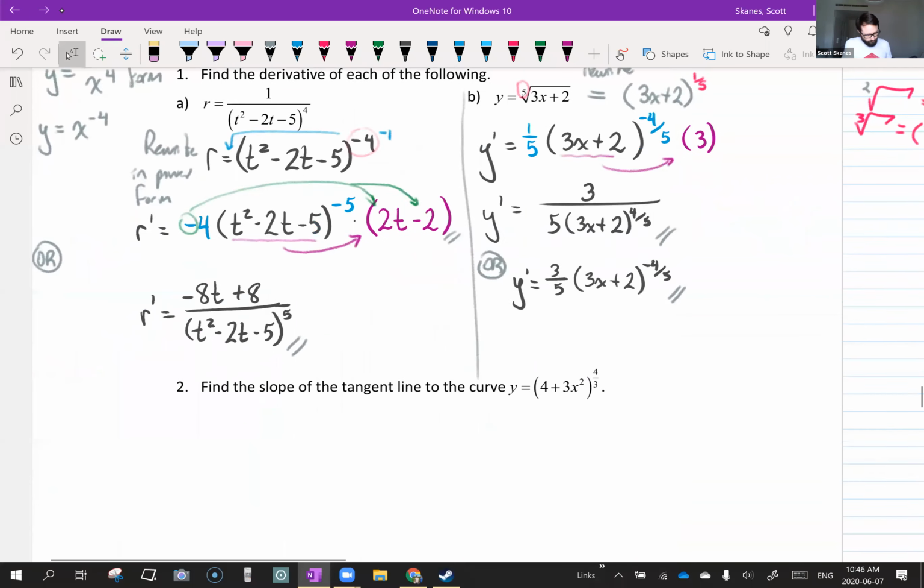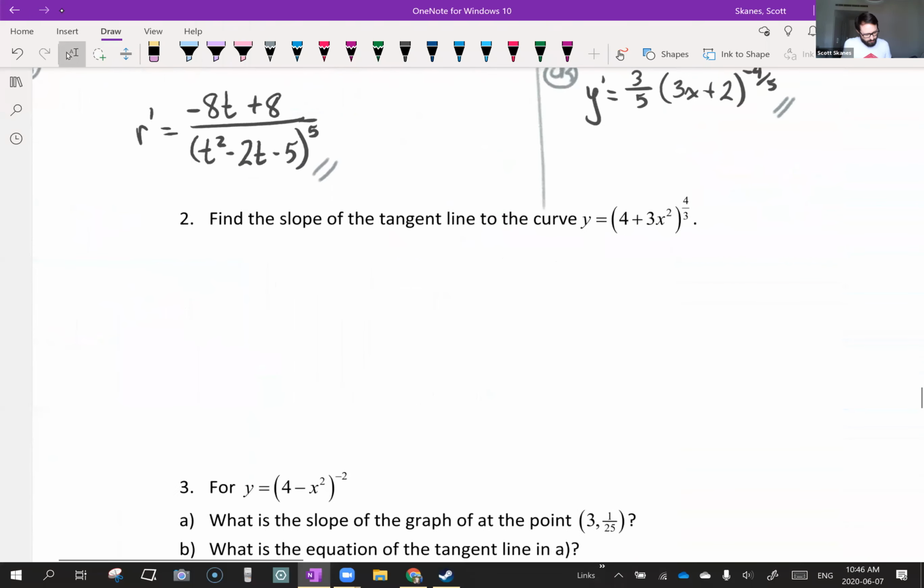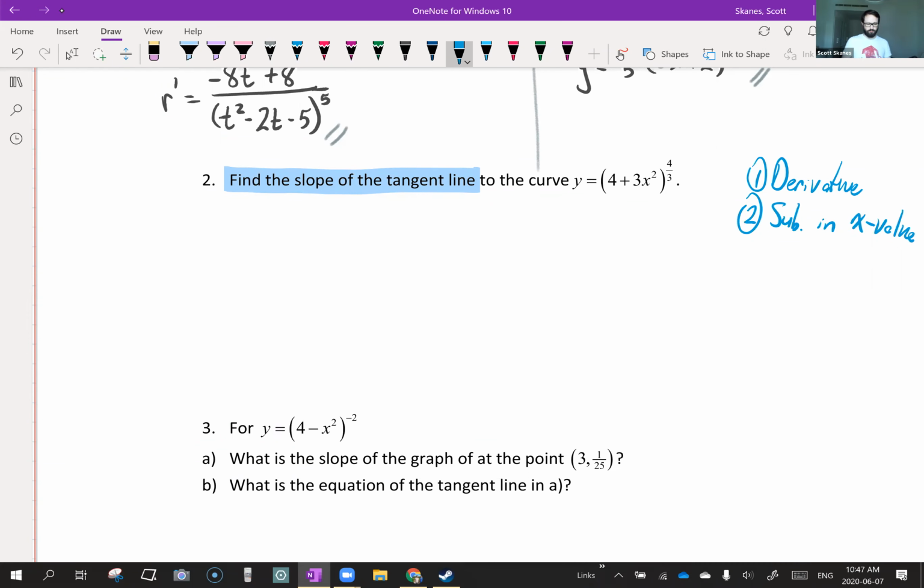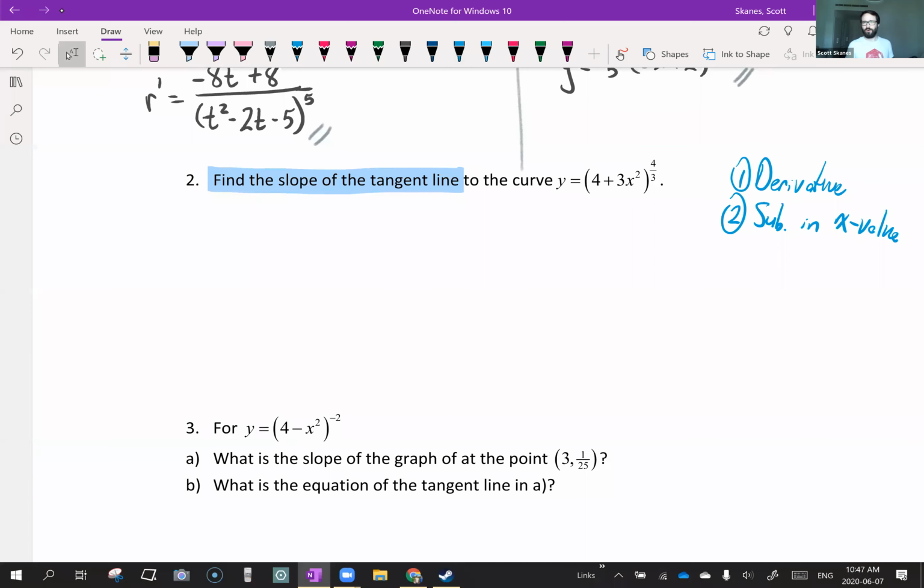Number 2, find the slope of the tangent to the curve. Find the slope of the tangent line. So normally this is our two-step process. First step would be get the derivative. Second step, we'll just substitute in the x value. But in this case, even though it wants the slope, it actually didn't give us a point.